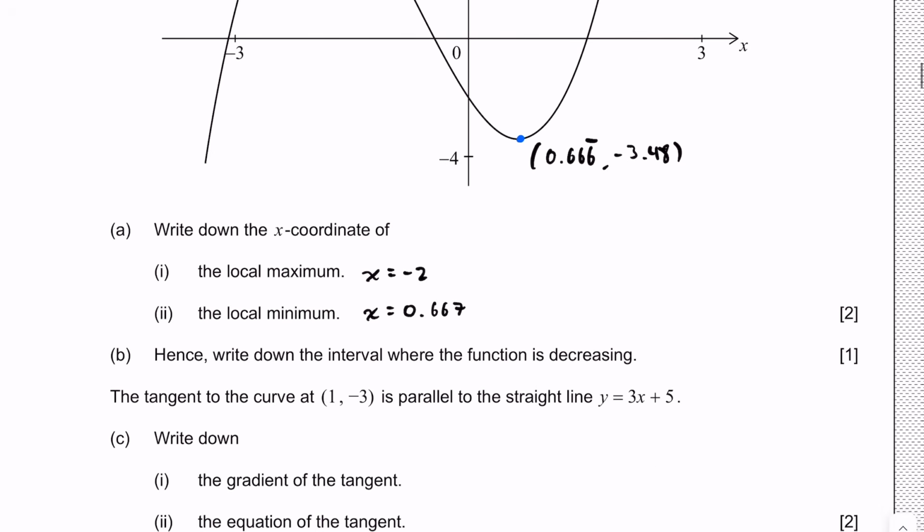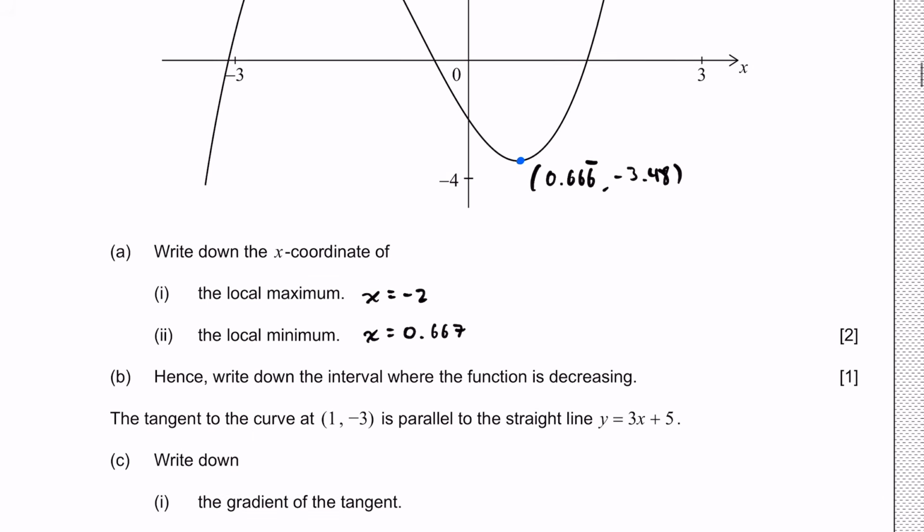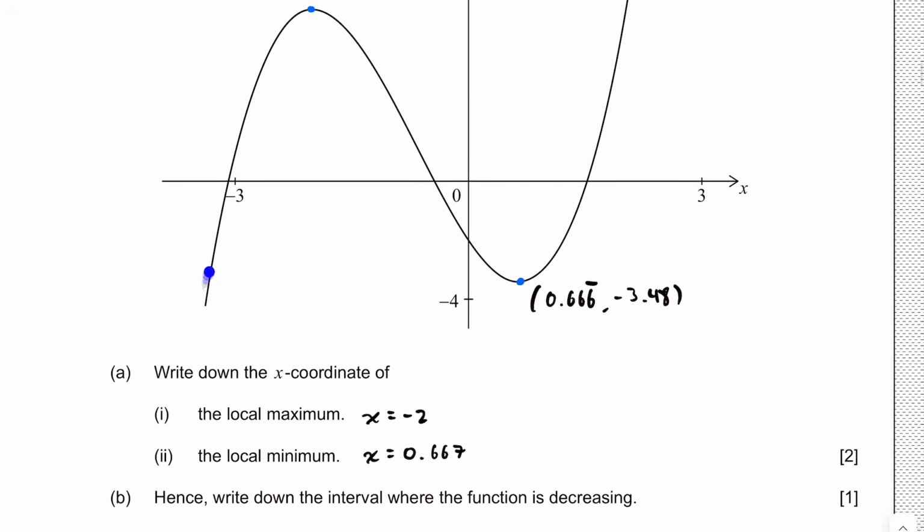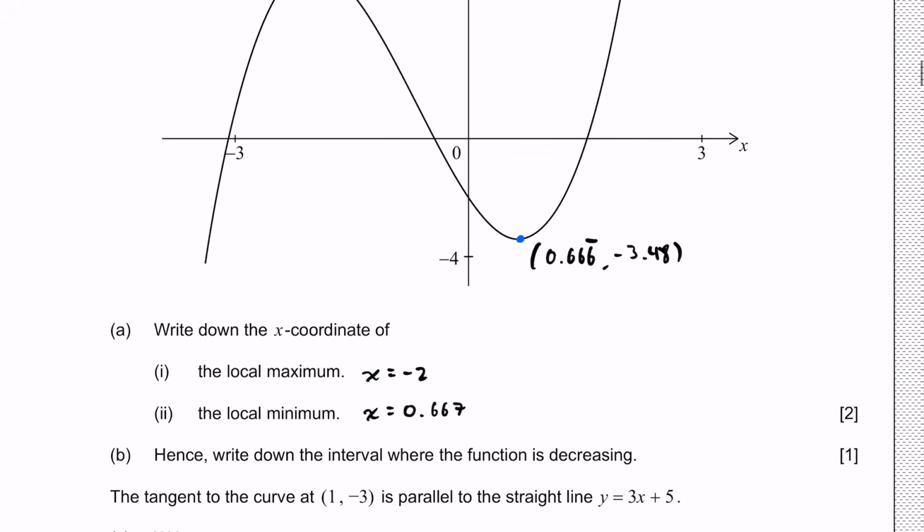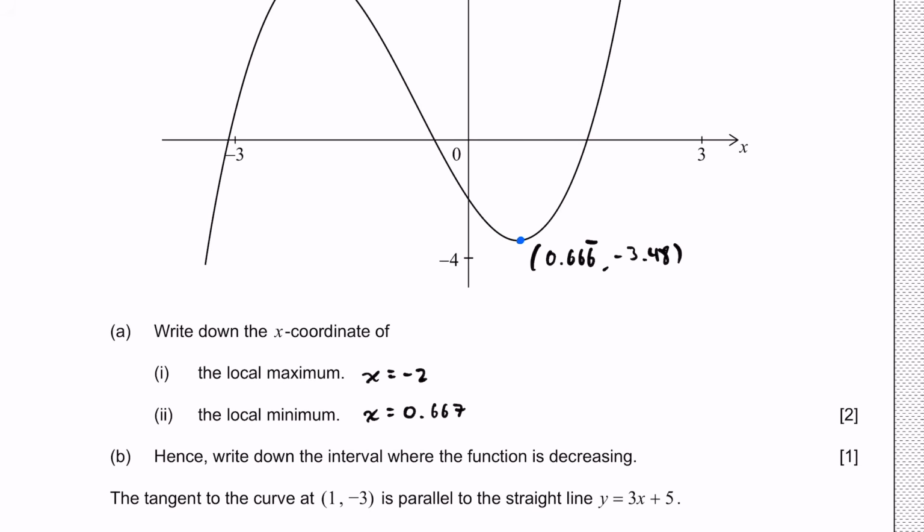Part B, hence write down the interval where the function is decreasing. So this "hence" always tells us that we need to make use of what's come before. And in this case, it's actually a nice clue. Sometimes it's constraining, but in this case, it's a nice clue. So here we have the function increasing. Here it's decreasing and then increasing again. So what is the interval where the function is decreasing?